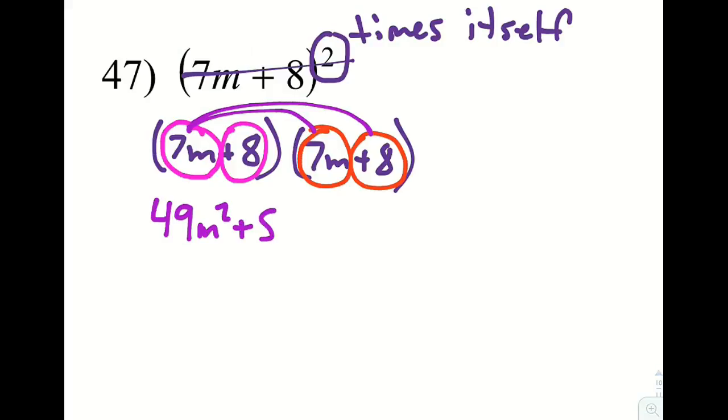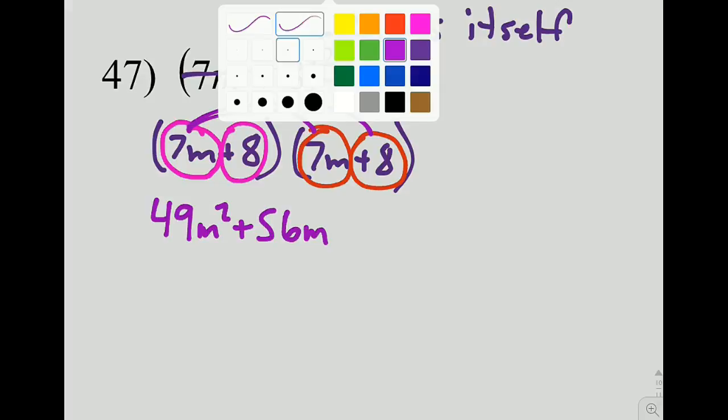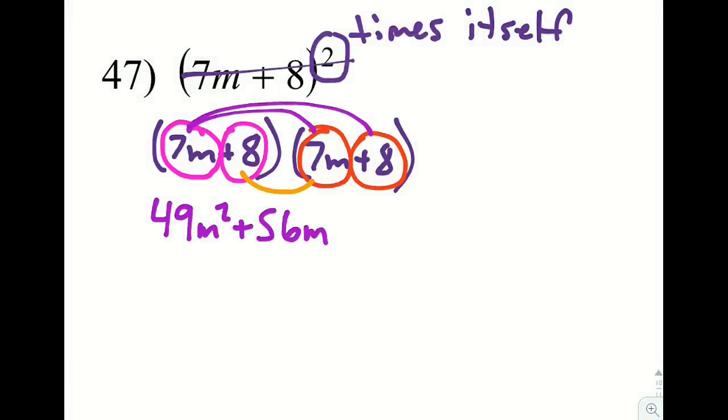I had to think about that one. I always forget that one. And then an m. On the other side, we have an 8 times a 7m. 8 times 7 is still 56. And the m comes along. 8 times 8 is positive 64. No letters this time. And our last step, we combine our like terms.